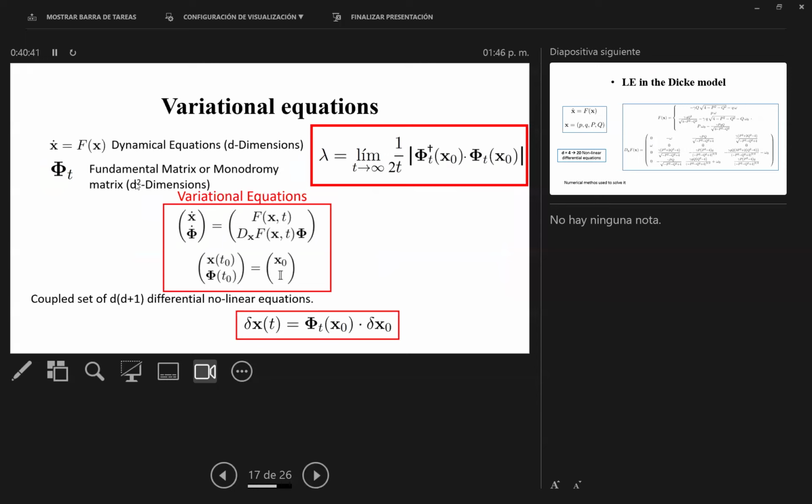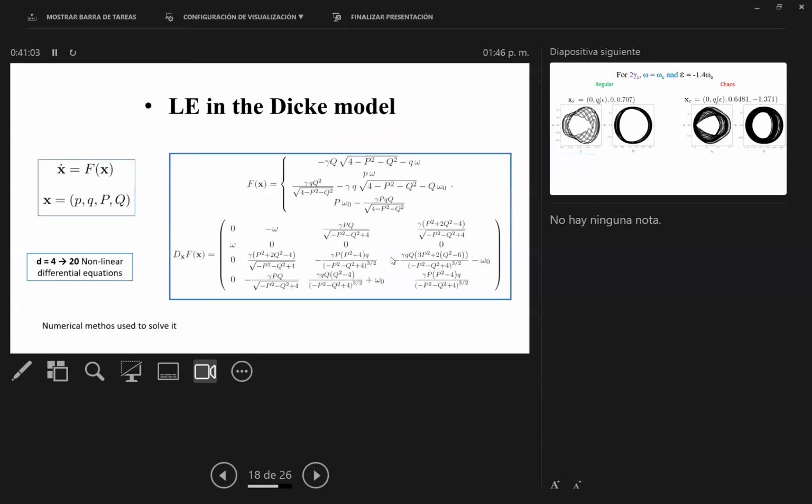Exactly, just to compute the Lyapunov, because to get the Lyapunov, we need the information in time of this monodromy matrix. And this is the norm of phi, and this phi has d squared dimensions, so it has 16. Yes, it's 16 plus the 4 equations from the Hamilton equations, which are the 20.